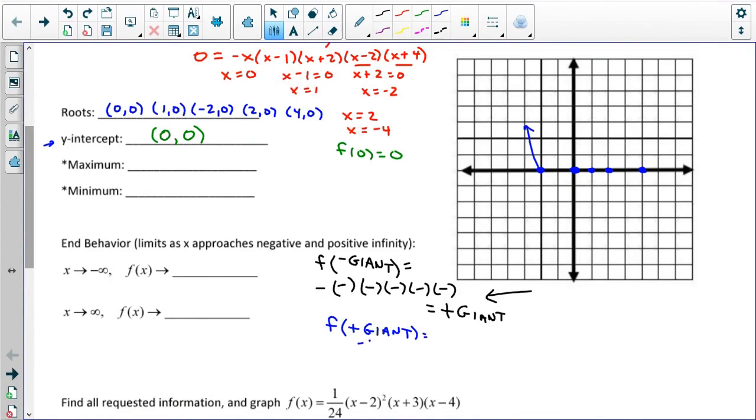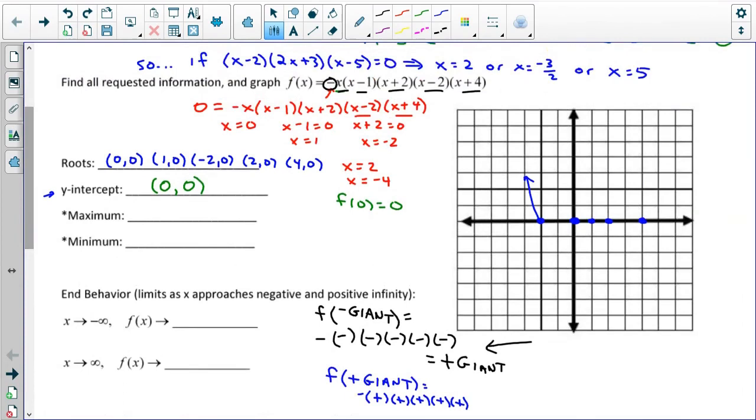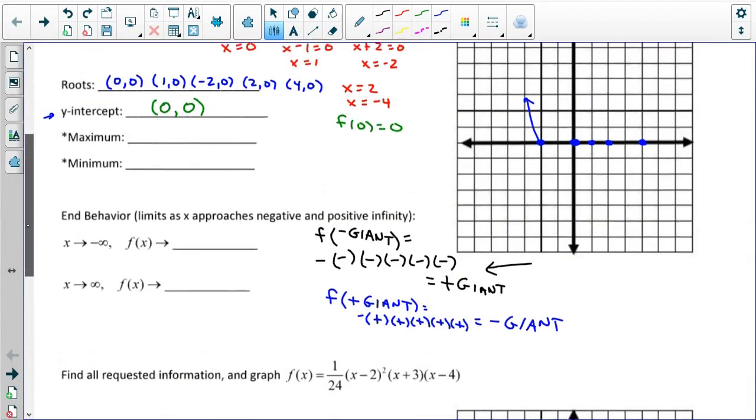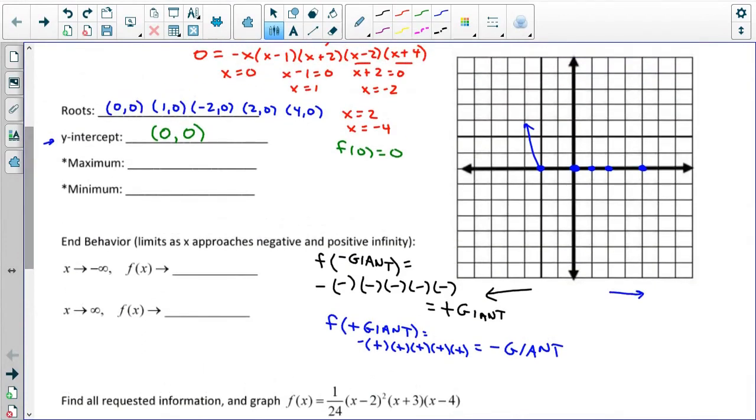Now, if I try to do the same thing when I substitute in a giant positive number for x, I have a negative sign, and then all of the other numbers are going to be positive giant numbers in my original function. So if I look at this, positive, positive, positive, positive, positive, when I substitute in a giant value of x in the positive direction, I just have one negative. And therefore, this is going to be a negative giant value of y. So as my function goes to the right forever, my value of y is going to go down.